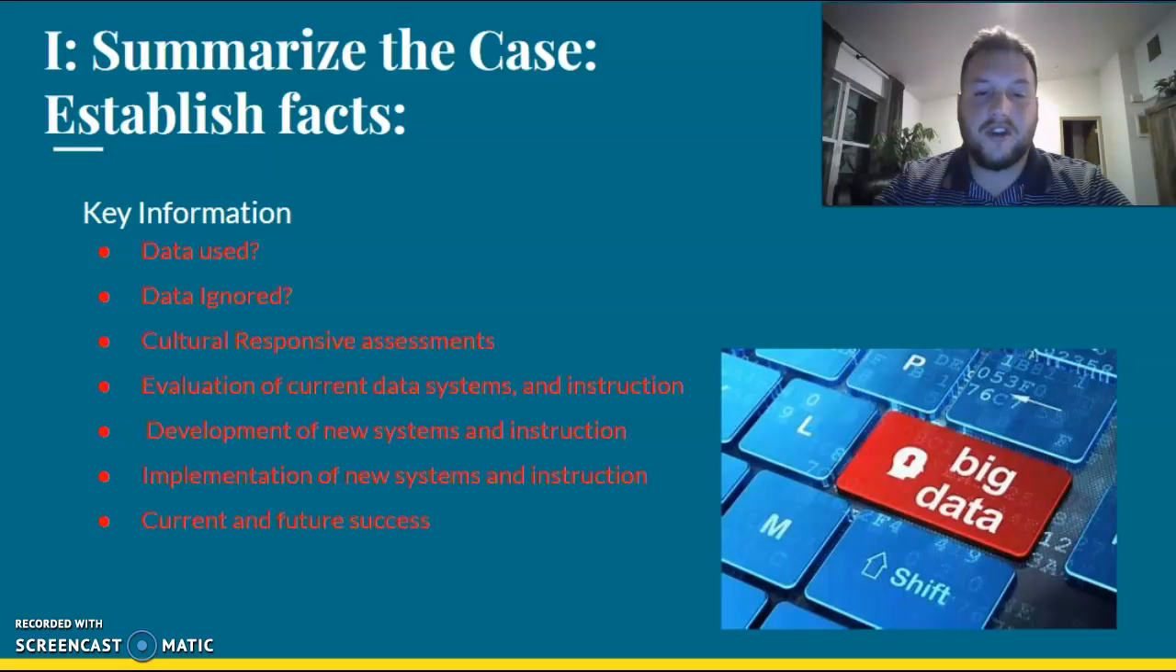So the evaluation of the current data systems and instruction. As of right now, it talks about that there is data. They are collecting data. They're on that second year of being monitored, of being watched, trying to turn that school around, trying to turn that data around. But there's not, as far as the breakdowns, what programs they're using or what support systems they are using. It's just a general breakdown of what is happening at that school.